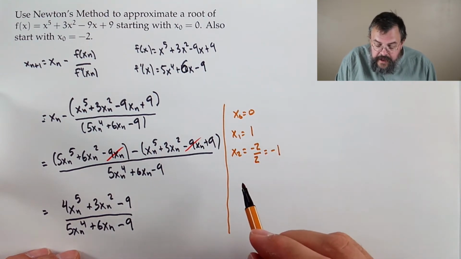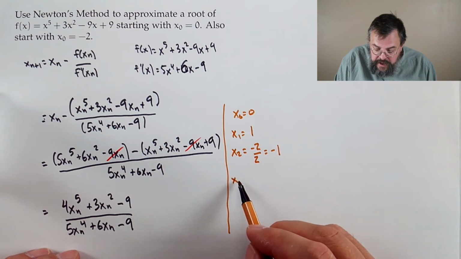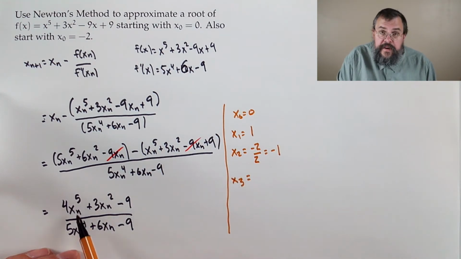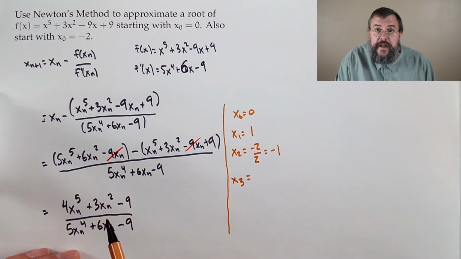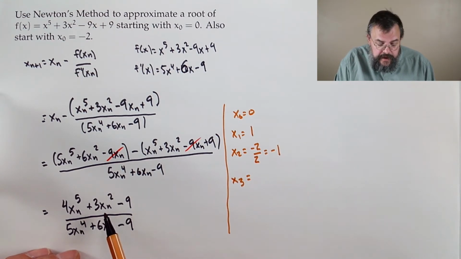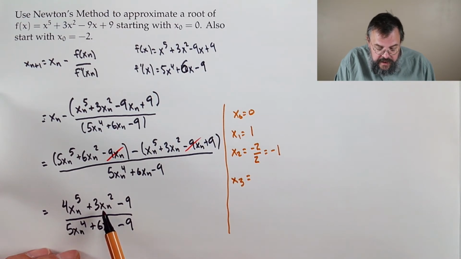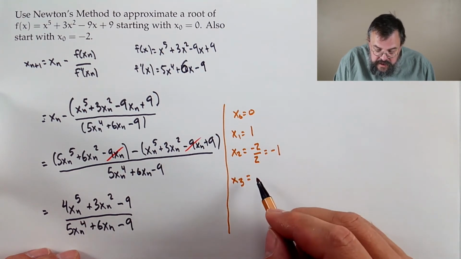Oh, that's nice. Okay, so now plug in negative 1. Negative 1 to the fifth is minus 1. Negative 1 squared is plus 1. So we get minus 4 plus 3 minus 9. So what does that end up being? Well, it ends up being negative 10.